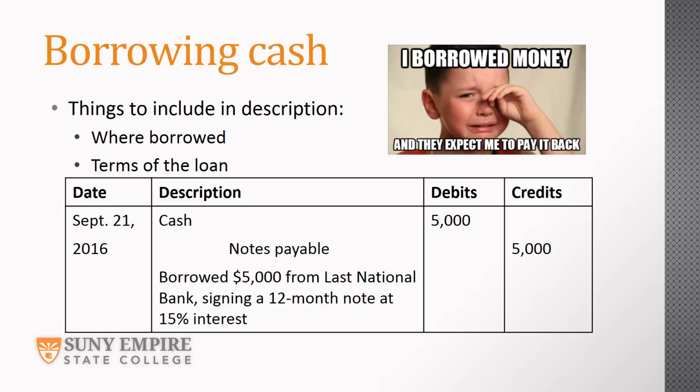First, we list the date. Because we are increasing the amount of available cash, the account being debited is cash. The account being credited will be the liability account, notes payable. Both accounts get labeled as $5,000 since that was the amount of the loan. The last thing we need to include is a description of the transaction. This includes the terms of the loan, 15% interest on a 12-month note.